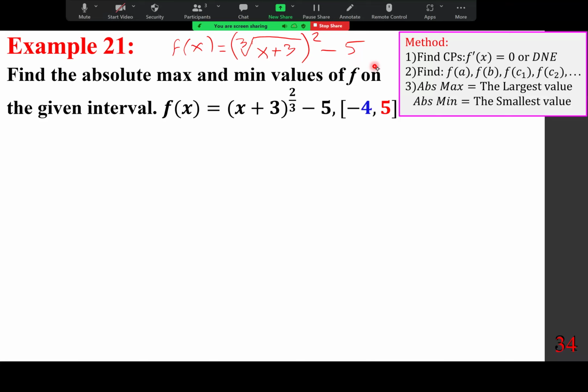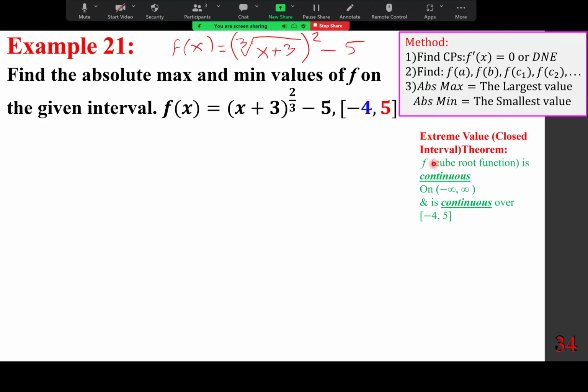The domain is all real numbers, and therefore, by the extreme value theorem, this function, a cube root function, is continuous in the interval of negative to positive infinity. Therefore, it's continuous in the given interval of -4 to 5. So that's the first thing we want to establish. The next thing is to find f prime of x.